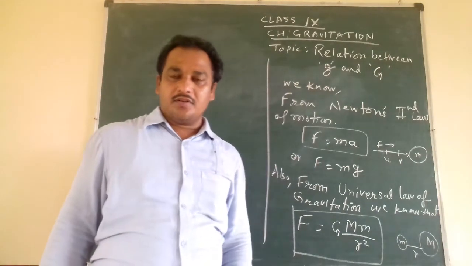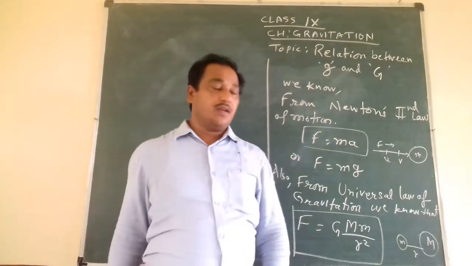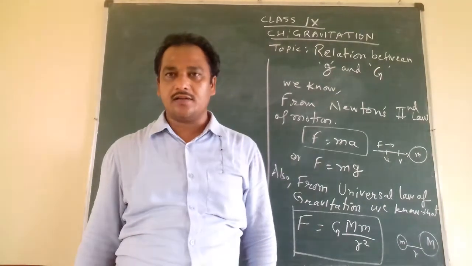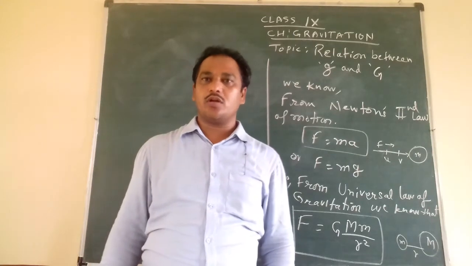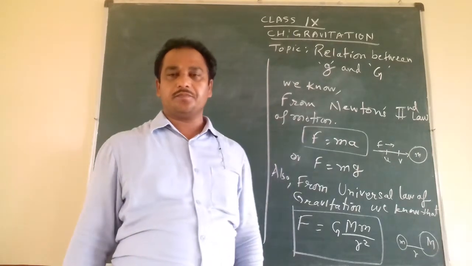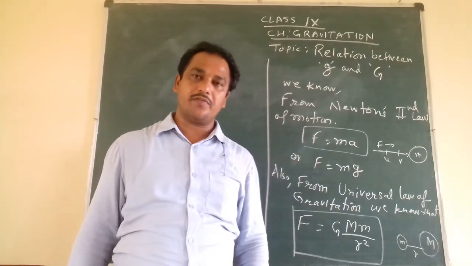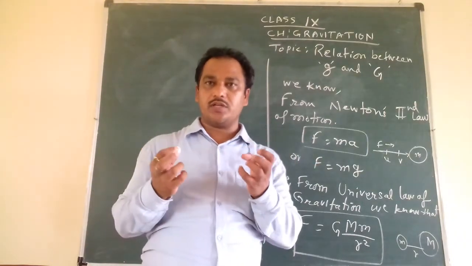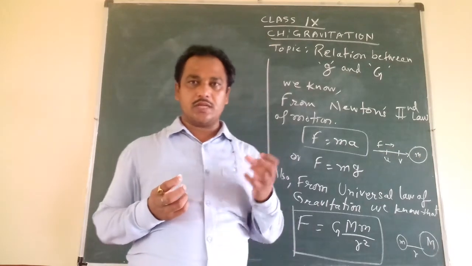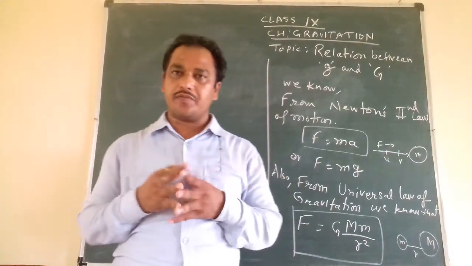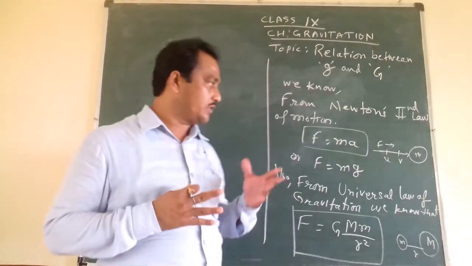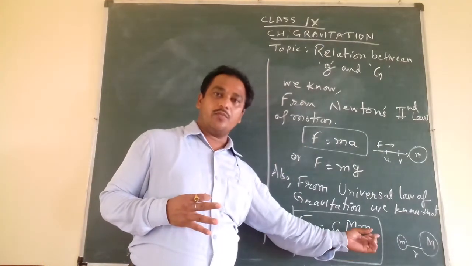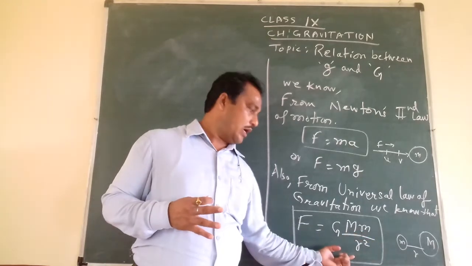Dear students of class 9, in the chapter Gravitation, you have studied Newton's law of gravitation and the universal law of gravitation. You are aware of the capital G. What is that? Universal gravitation constant. Every object in this universe is attracting, pulling each other with some force, and this force is given by Newton's law of gravitation, F is equal to G m1 m2, or capital M small m, upon r square.